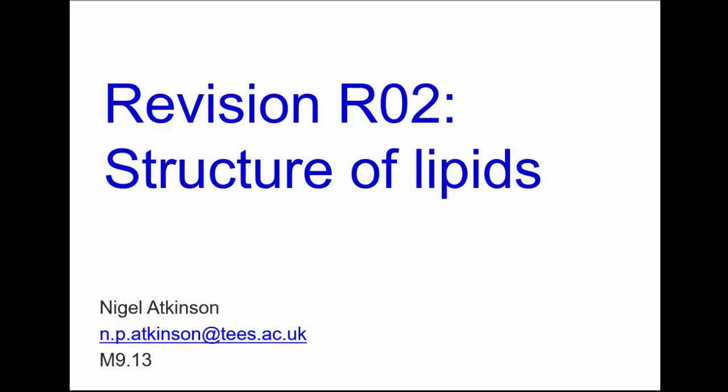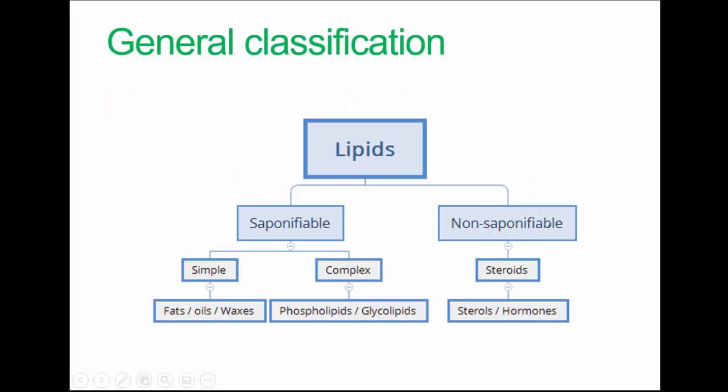Right, so we're back for the rapid revision 02, the structure of lipids. Moving on. Okay, this is the general classification of lipids. Saponification is hydrolysis of an ester with a base, which makes a soap type product. So basically the ones that are saponifiable, we can in principle make soapy things out of them. This is quite important in the structure as well, because many membranes are associated with that type of structure.